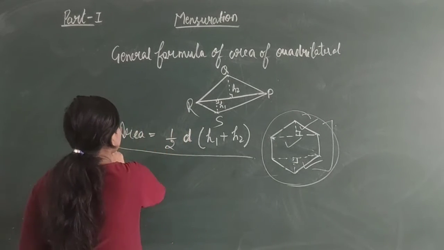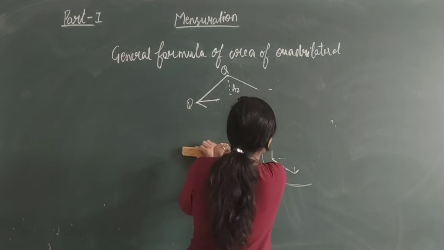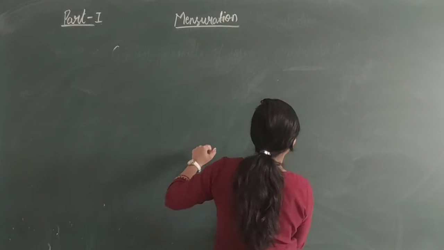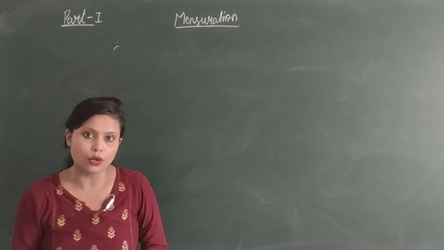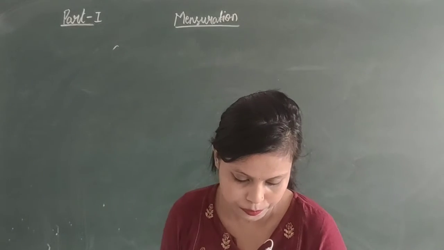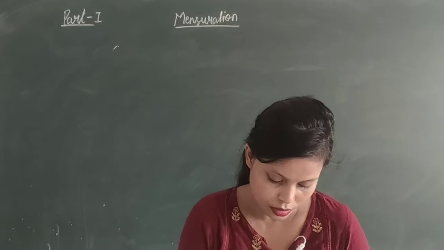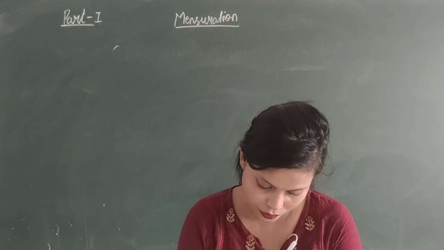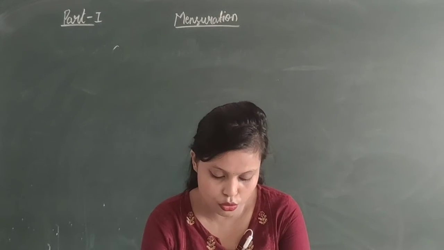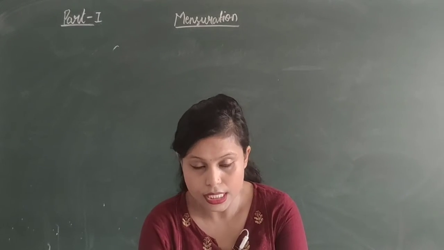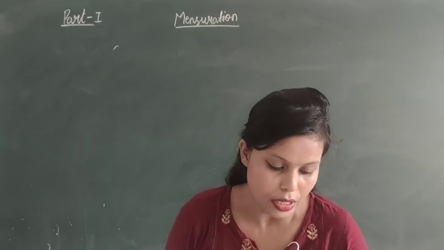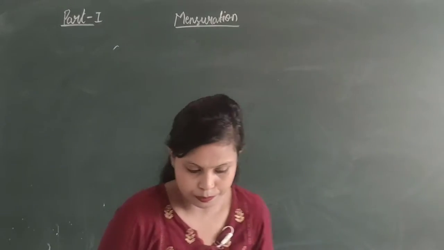Let's do exercise 11.2, which is based on the area of trapezium, special quadrilaterals like rhombus and parallelogram, and the general quadrilateral. If I talk about question number 1, in this question you just have to put in the formula of area of trapezium. Question number 2, same. Question number 3, same. Let's do question number 4.